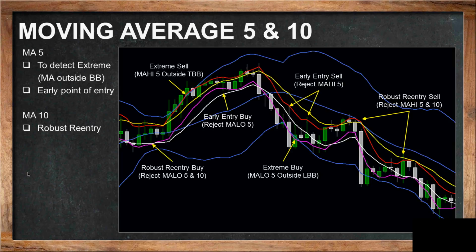The other function of the MA5 is the early point of entry. We already talked about this earlier on, that every time the candle rejects Mahi 5 or Malo 5, that's an early point of entry for sell or buy. As you can see over here, the market rejects Mahi 5, so this is an early sell, and as well over here. So this is an early re-entry sell.